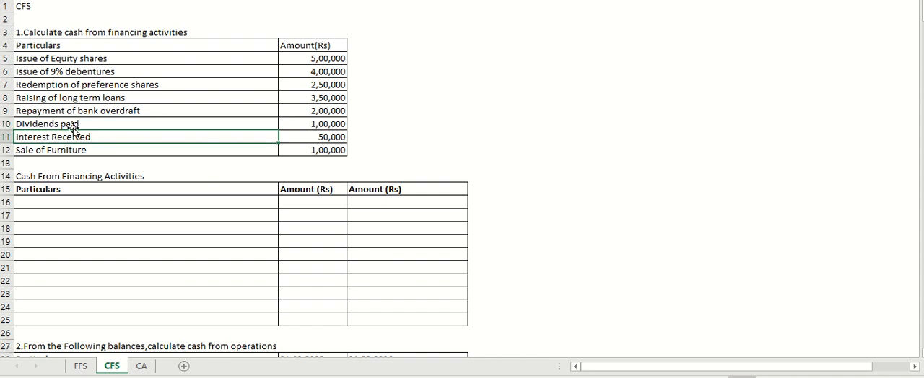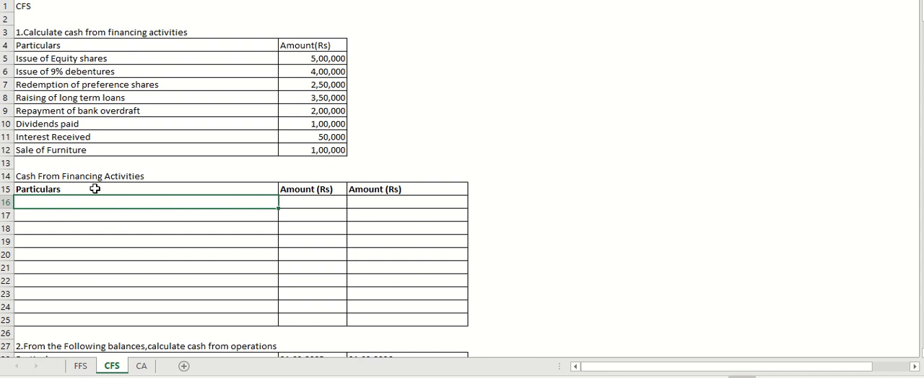Interest received. You're receiving some sort of interest, either when you have invested in something and you're receiving interest for it, which is also a part of financing activities. The next one is sale of furniture. The purchase or sale of fixed assets is part of investing activities because it includes the purchase or sale of long-term assets, so it does not come under financing activities, hence we will ignore the sale of furniture.